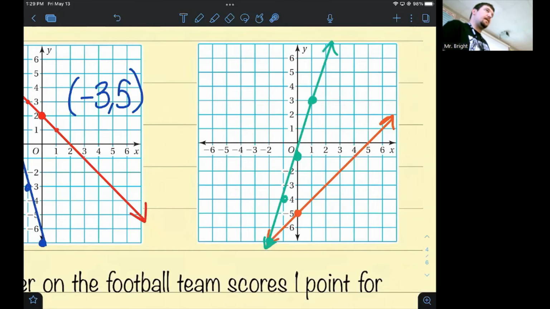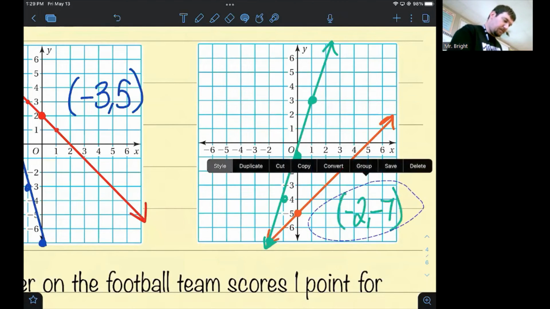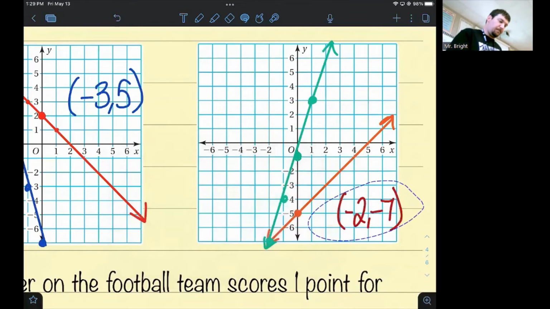Okay. And Jace, what is this point down here? That's right. -2, -7. Doesn't show up very well. Let's try to make that darker. There we go.